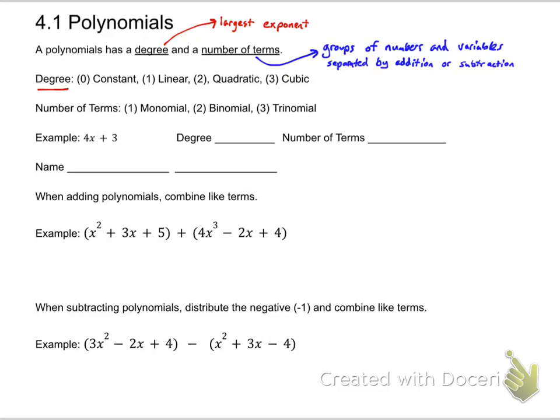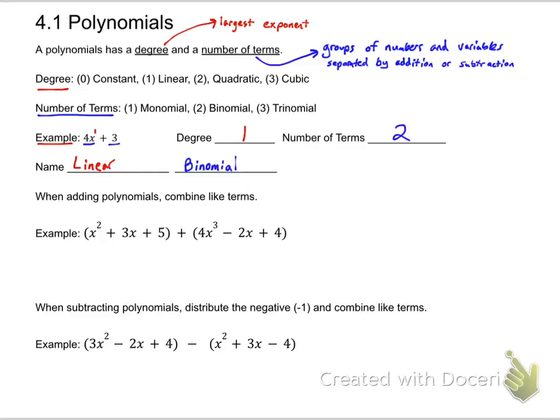As far as number of terms, if it's just one term, it's a monomial. 2 terms, we call that a binomial, and 3 terms is a trinomial. So, listen, this example right here, first thing I do is I look for the degree. Well, there's no exponents, so I know there's actually an invisible 1 right there, 4x to the 1st. So the degree is 1. For the number of terms, I see 4 times x, that's 1 term, and 3 is another term, so there are 2 terms. The name of this, then, is a linear, because the degree is 1, linear binomial, because there are 2 terms.